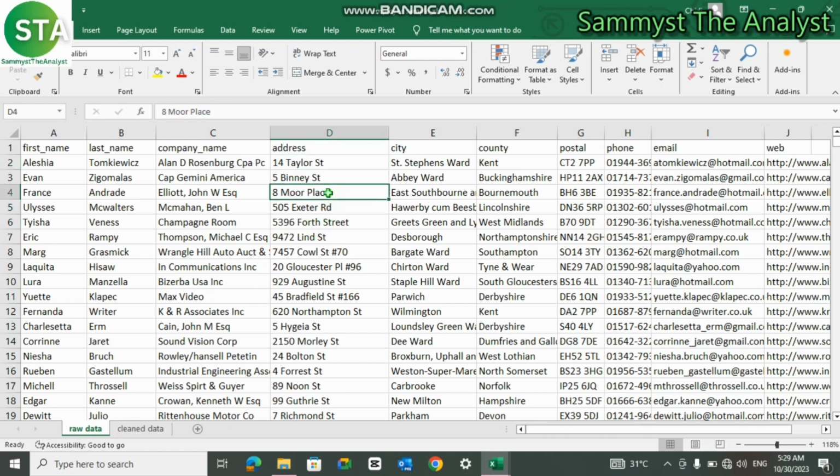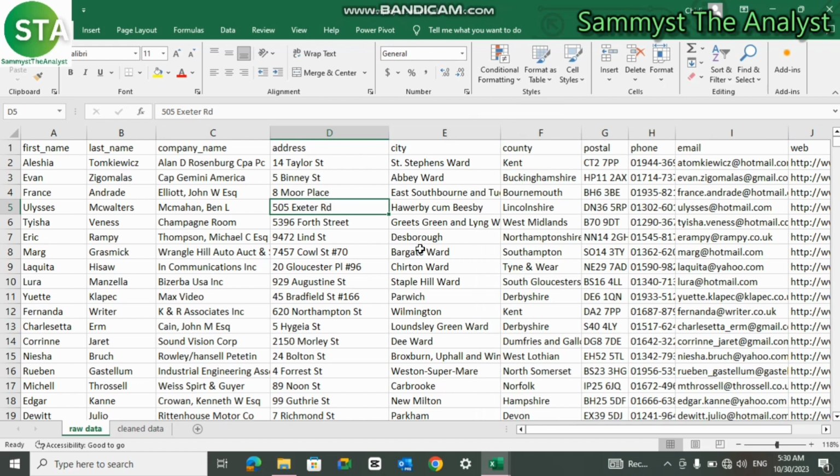Each last word, let me separate them into a column. So you can now analyze the streets and visualize it to know how many employees are living in a street, how many are living in a place, how many are living on an address that is attached with a road.